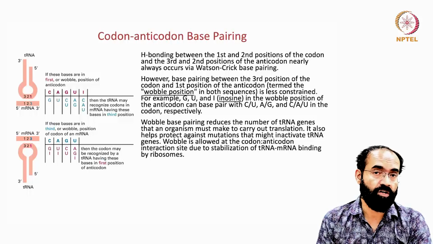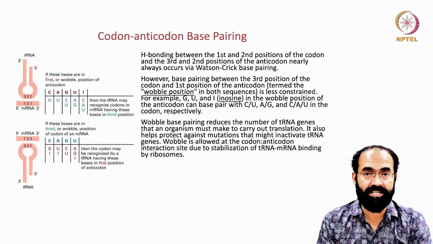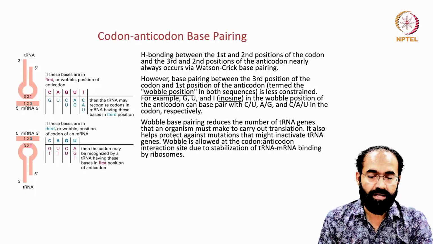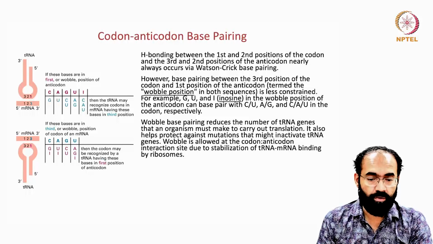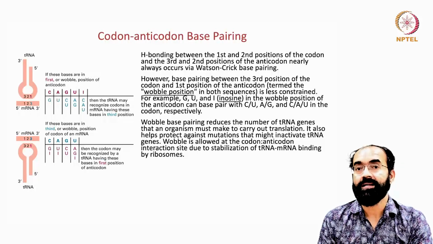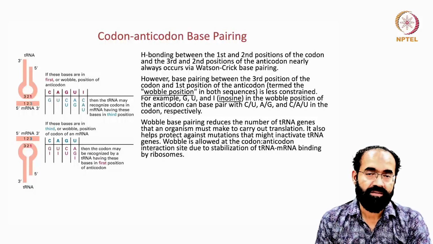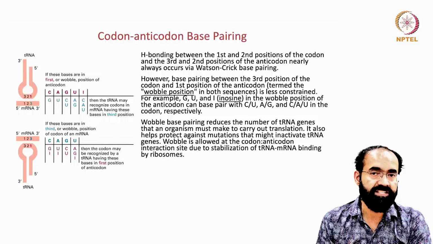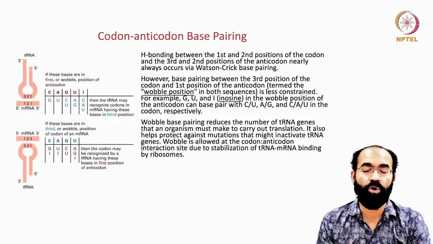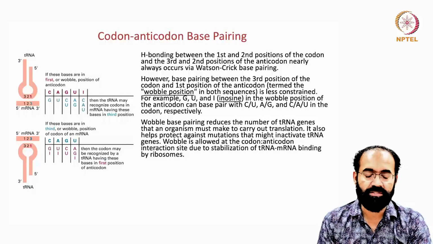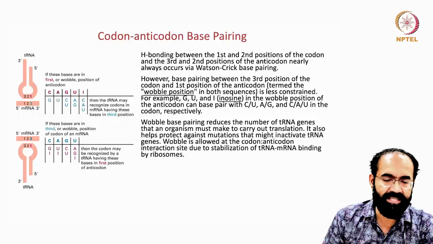Some mutations can occur which can make some tRNA debilitated. So you want some protection from that. Wobble is allowed at the codon-anticodon interaction site due to stabilization of tRNA-mRNA binding by ribosomes. So we should understand the specificity is maintained, but the stringency at the Wobble position is moderately low compared to the first and second base in the codon. So that allows the flexibility, as you can see here.